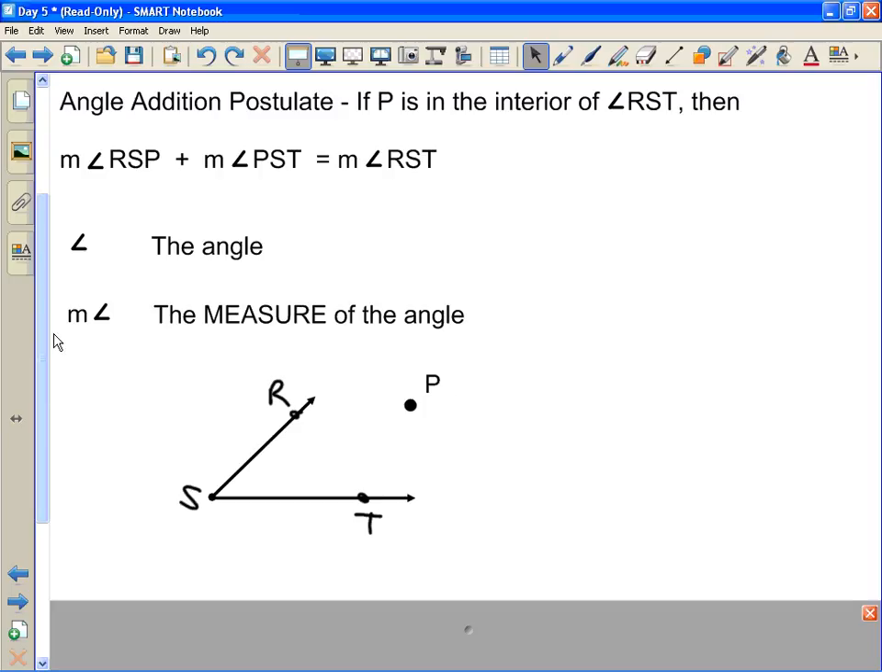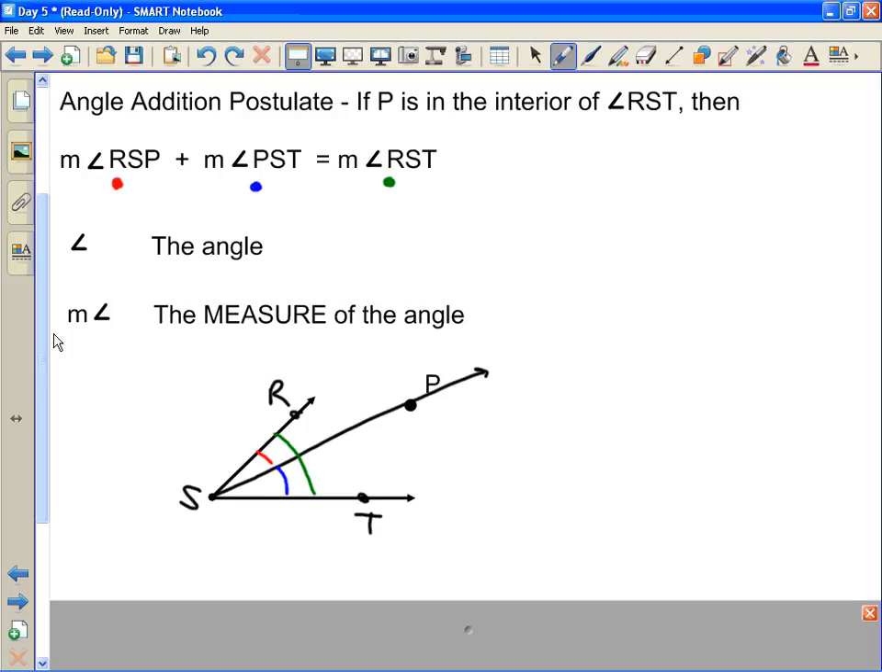then if we measure this angle RSP, that would be made by connecting S to P, if we measure this red one, and then we add it to the measure of this blue one, then those two measures together are going to equal the measure of the whole thing, which is the green one.